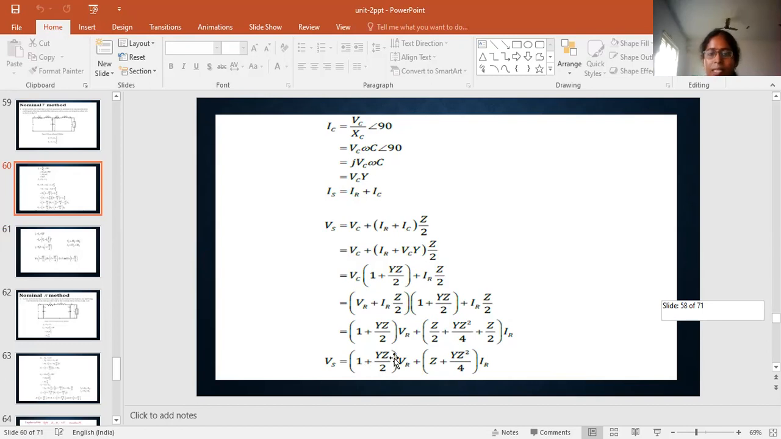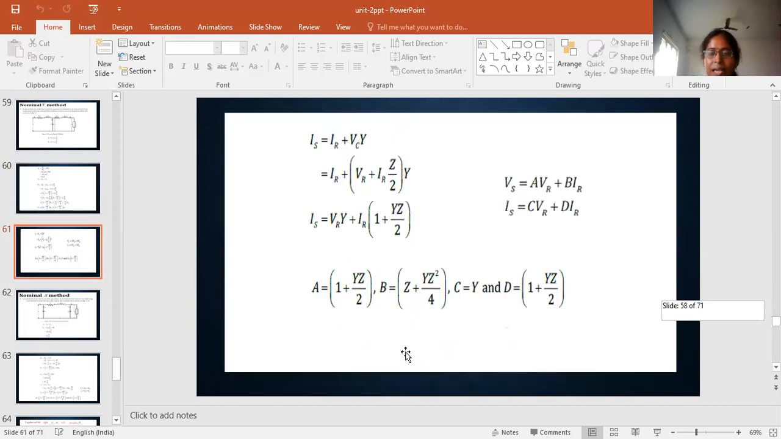Similarly, we can calculate the Is value in terms of VR and IR. Is equal to IR plus Vc into Y. We know Is equals IR plus Ic, and in place of Ic we can substitute Vc into Y. So IR plus, in place of Vc we again substitute the equation VR plus IR into Z by 2, into Y, and take VR and IR common. The VR term is only one, so VR into Y plus IR into 1 plus YZ by 2.